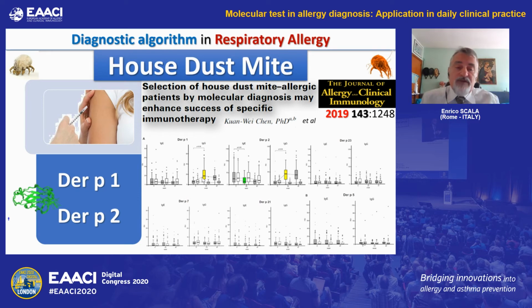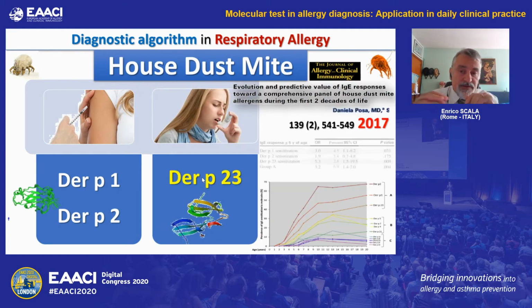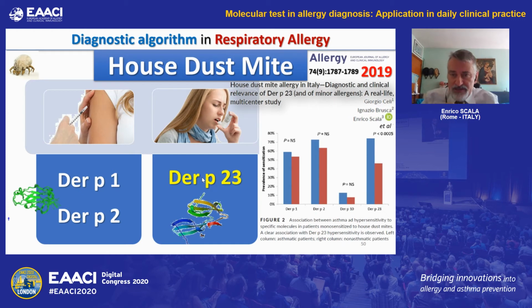And therefore, evaluating Der p 1 and Der p 2 reactivity in patients is an added value to enhance the success of immunotherapy. Der p 23. Paolo Matricardi could already demonstrate that Der p 23 is associated with the onset of asthma since school age. We could confirm such observation in this multicenter study where the vast majority of patients with asthma were also Der p 23 reactors.